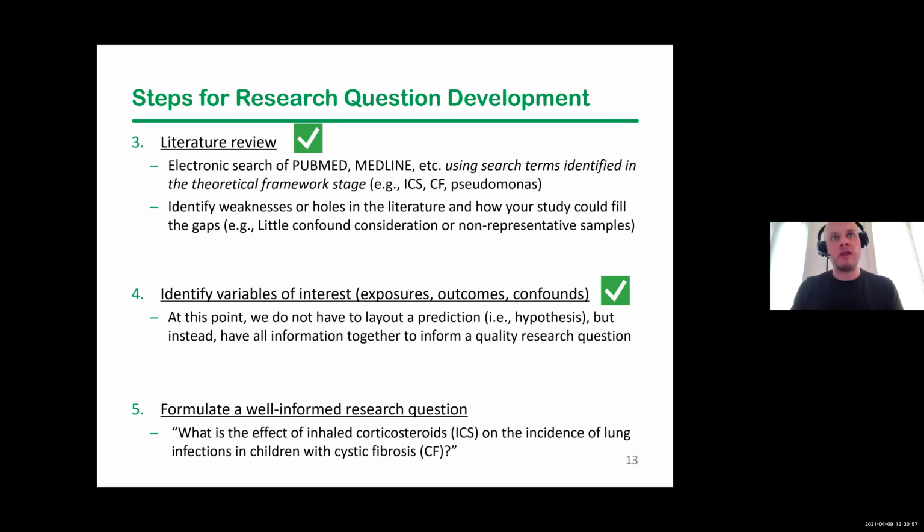And then finally, after you've done all these steps, what is a well-informed research question? I have this example here using the domain questions from above. What is the effect of inhaled corticosteroids, ICS, on the incidence of lung infections in children with CF? And you'll notice here, it's a research question. You have an exposure. What is the exposure? Inhaled corticosteroids. What is the outcome? The incidence of lung infection. And then what is your population? Cystic fibrosis. This is a really nice research question because you have a clear exposure, a clear outcome, and a clear inclusion criteria, children with CF.